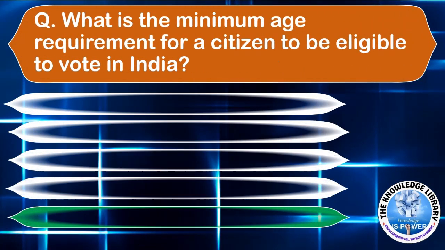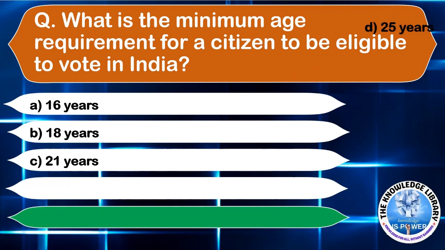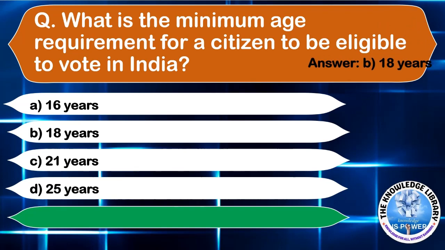What is the minimum age requirement for a citizen to be eligible to vote in India? Option A, 16 years. Option B, 18 years. Option C, 21 years. Or option D, 25 years. The correct answer is option B, 18 years. Moving to the next question.